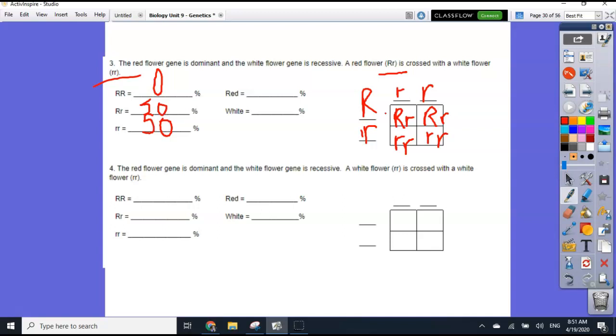So now we've got to figure out how many are red and how many are white. So red, right? Red is dominant. So red, how many of them have a capital letter? 2. 2 out of 4 is 50%. And how many are white? White would be 2 little r's. 50%.